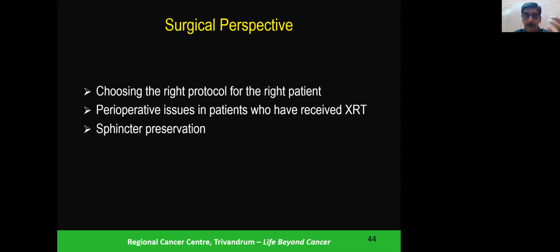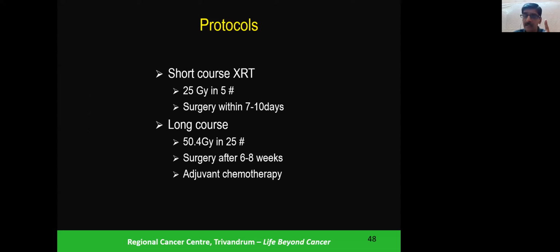And the 3 important things for a surgeon are choosing the right protocol, addressing the perioperative issues because the patient has been irradiated, and the sphincter preservation. So how do you choose a patient for preoperative radiation? As I said earlier, there are 2 modalities of giving radiation. One is a short course RT and the second one is long course RT.